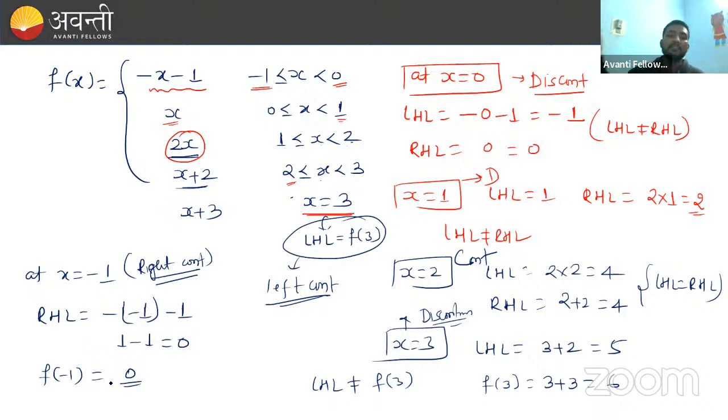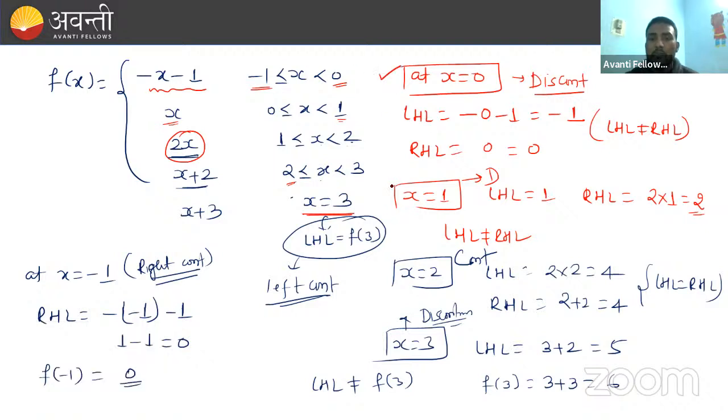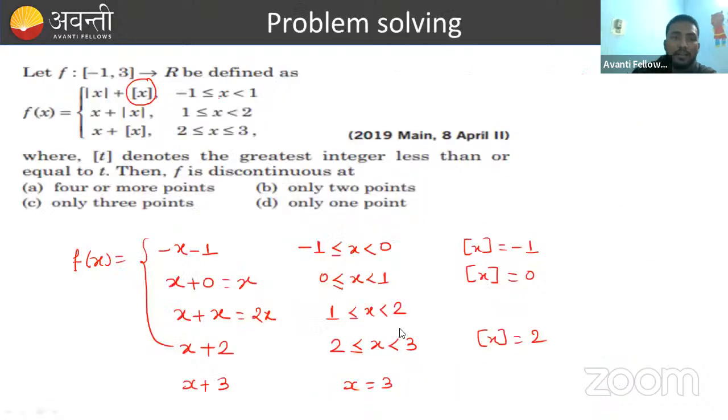But at x equals 3, when we check, we find that left continuity is not occurring, just because the LHL value is not equal to the function value. So it is not left continuous, then it is discontinuous. So now you can say, how many points do we have? We have 3 points, right? One is x equals 0, the other is x equals 1, and the third one is x equals 3. So there are 3 points where it is discontinuous.